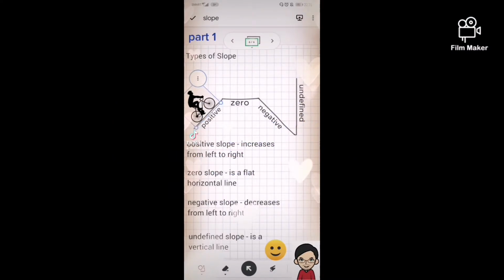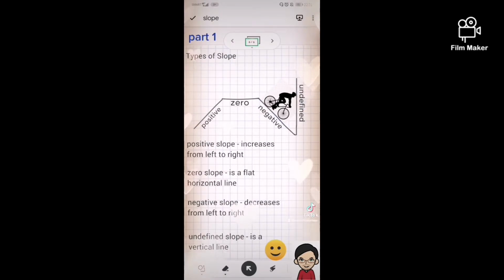Types of slope. The best example to describe this type of slope is when I do biking. So uphill is an example of a positive slope. And then when you encounter a flat surface, that is an example of a zero slope. Downhill is an example of a negative slope. And a vertical wall is an example of an undefined slope.